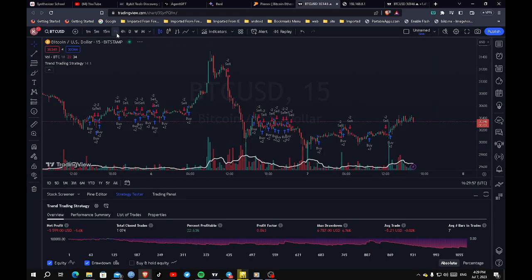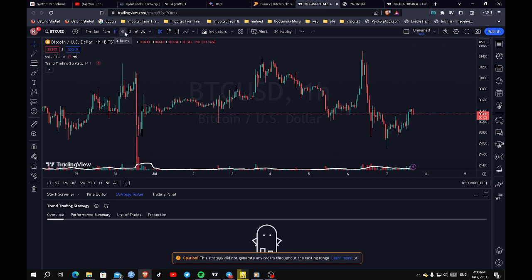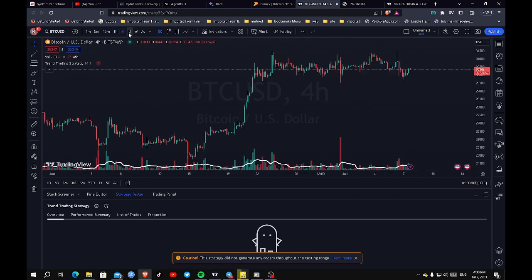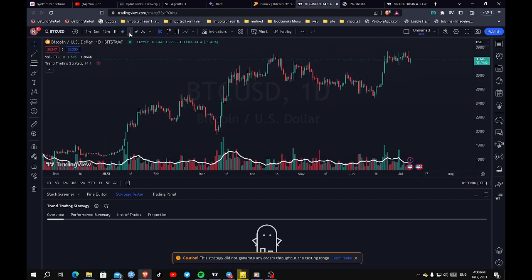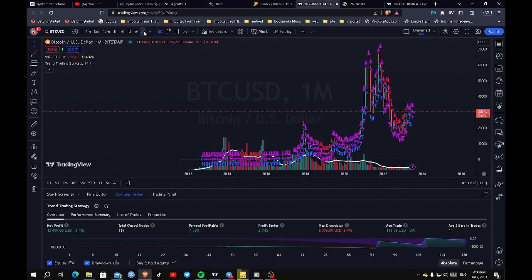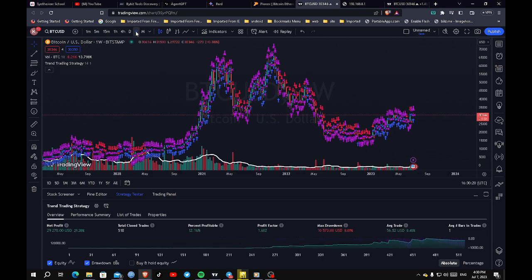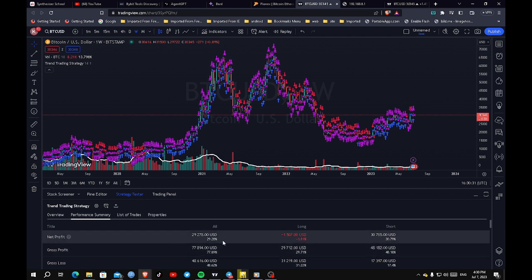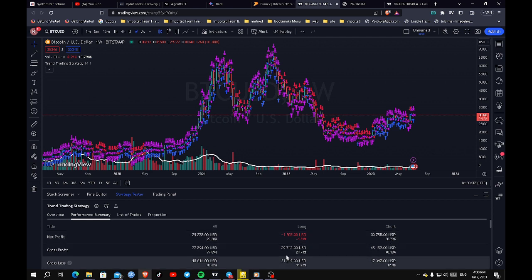Okay, so the 1 hour time frame, not so much. 4 hours too as well. Day time frame, week, it's doing really well on the week time frame as well. Then the month time frame, I think it's much better on the week. You see that here the profit is much higher. Okay, the longs don't do that well, but the short is much more profitable.